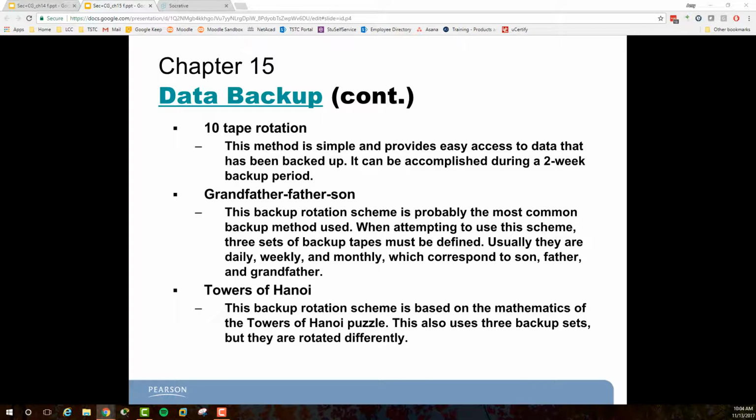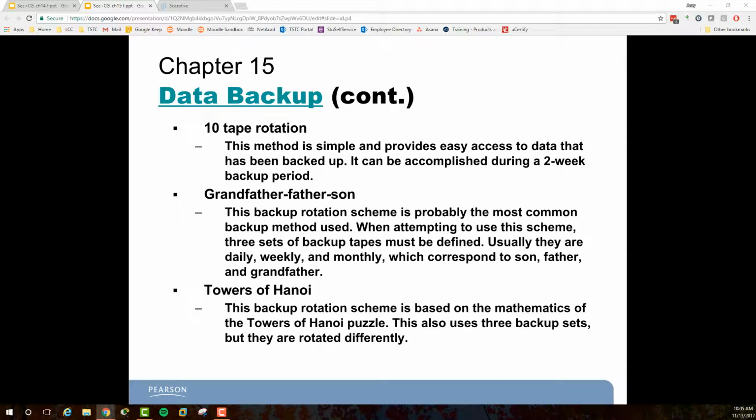There are some different backup methodologies. One of them is a 10 tape rotation, where you have access to data that's been backed up over the last two weeks, so you don't really overwrite data until you get to the end of your set of tapes. They call them tapes. Some people still use tapes, but a lot of times they're using external hard drives or something as well. The grandfather, father, son is one of the more common ones. So you have a daily, a weekly, and a monthly backup that you keep on separate drives.